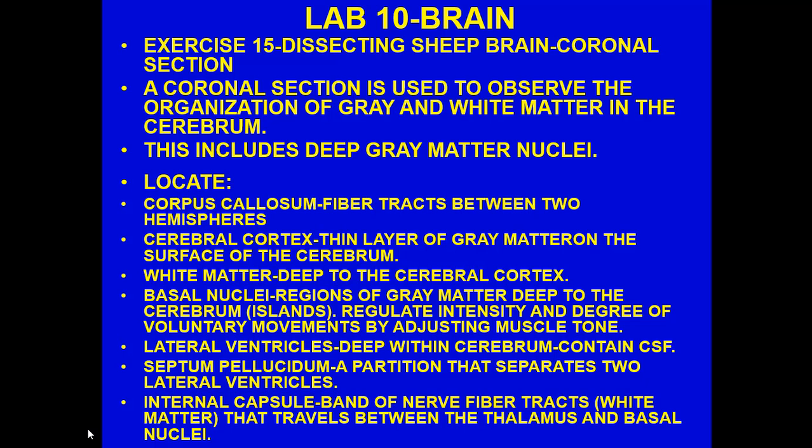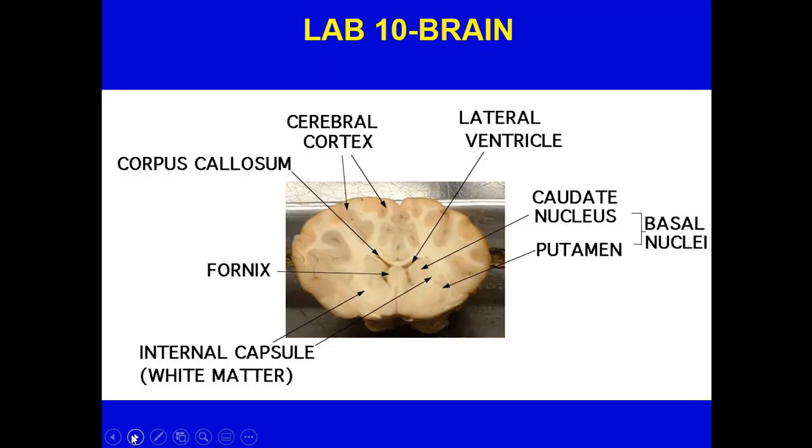Lateral ventricles, these are deep within the cerebrum and they contain CSF. The septum pellucidum is a partition that separates two lateral ventricles. The internal capsule is a band of nerve fiber tracts of white matter that travel between the thalamus and the basal nuclei. So there is a means to pass this back and forth.